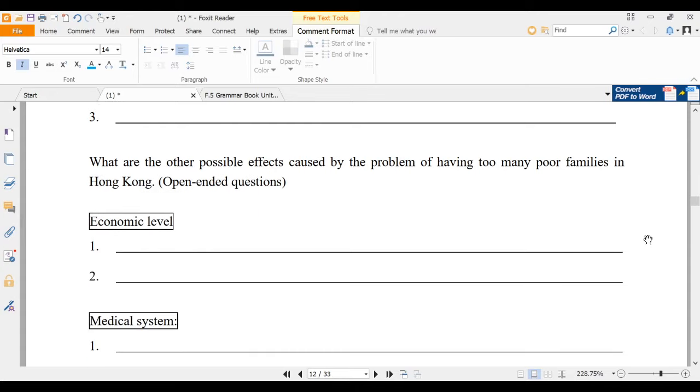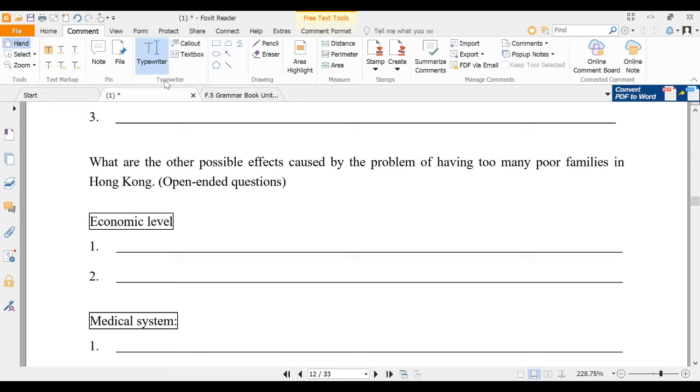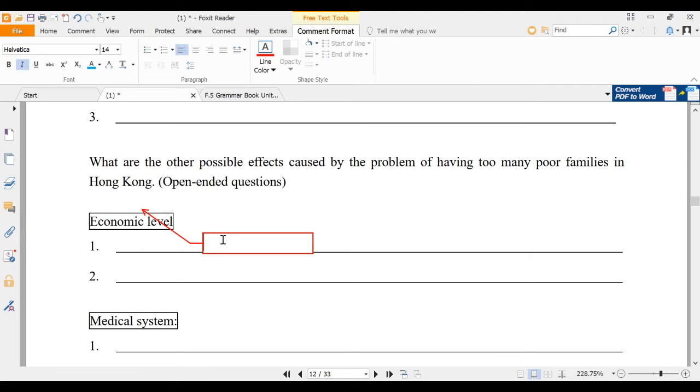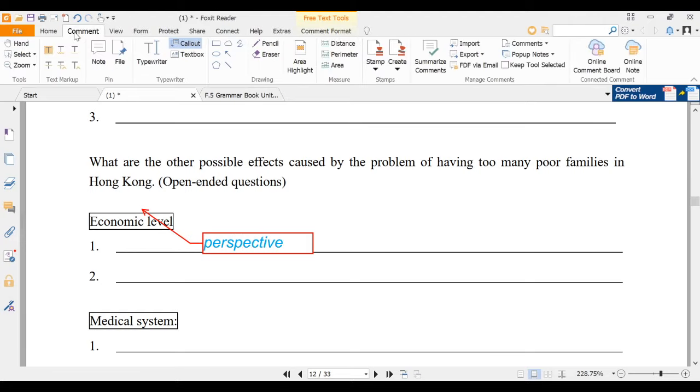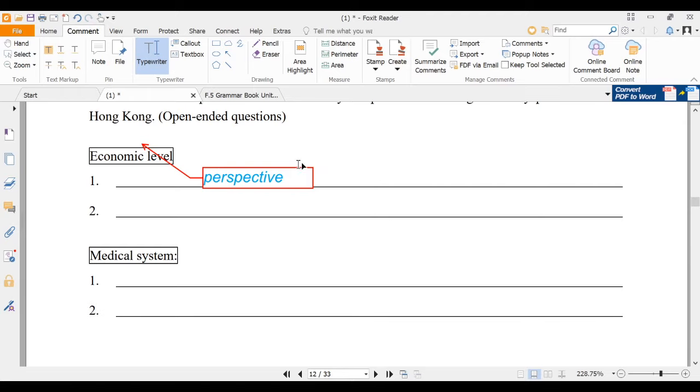Again, you can think about the poverty problem on medical level, economic level, or I don't really like the word level. Better use the word perspective, right? I taught you to use the word perspective. It's a much better word. You can even use this word in your writing. Perspective.